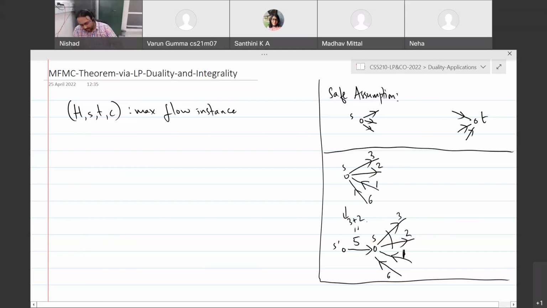And I claim that whatever the maximum flow value is on this instance will be the same as this one, and the same thing for minimum cut. If there is a min cut in the first instance of a certain value, you will be able to find a min cut in the second instance of the same capacity. Okay, I won't prove this, but you can do this. This transformation preserves the max flow value and min cut capacity.